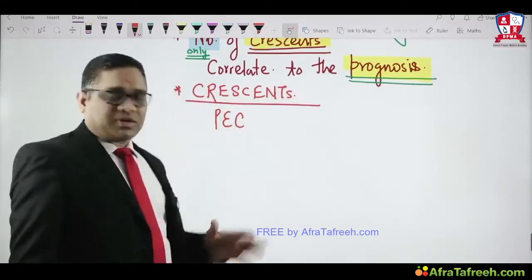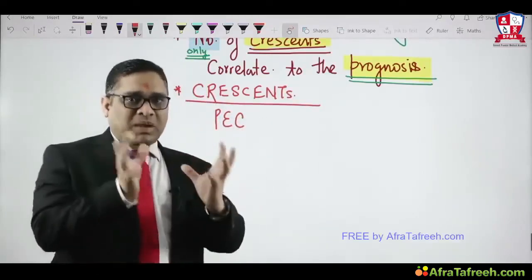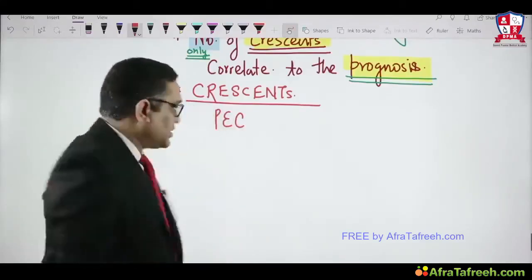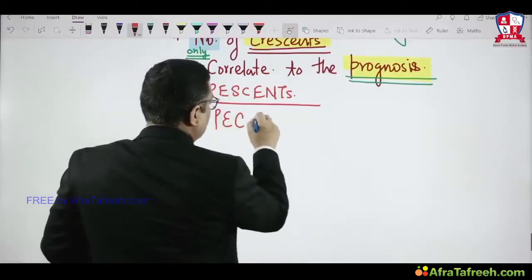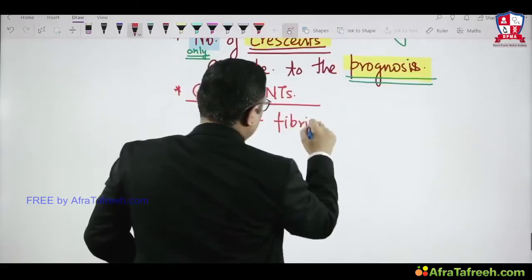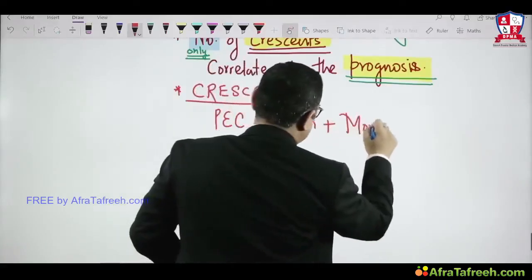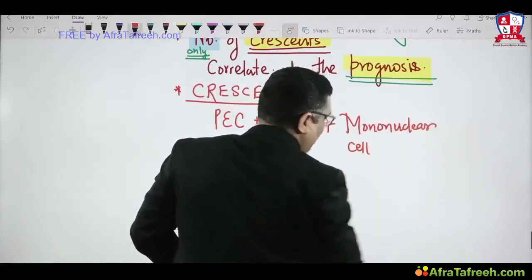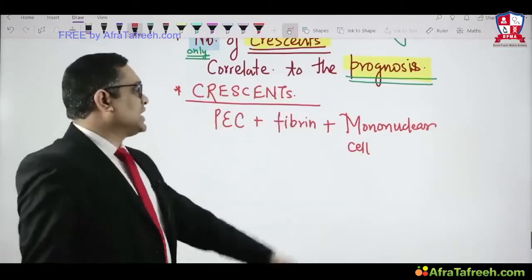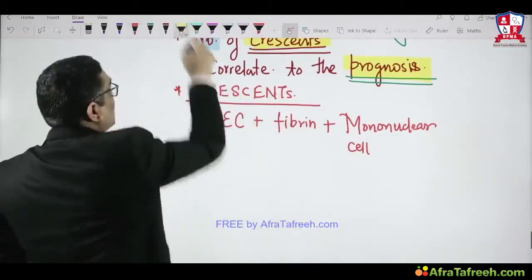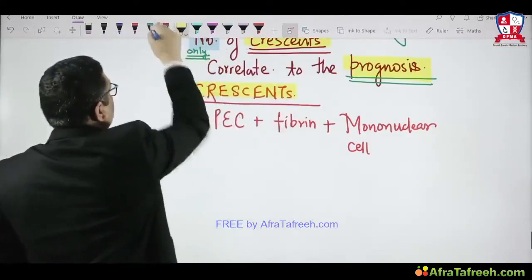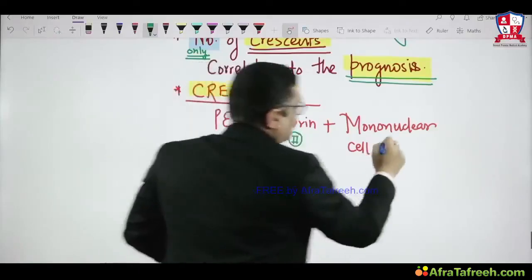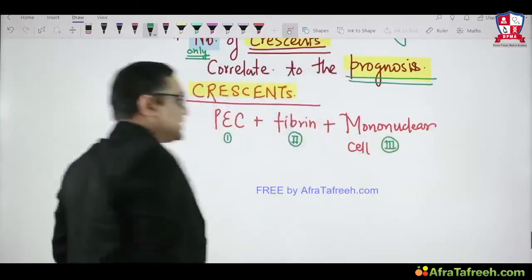Mind my language. First I will tell you what the crescents are, and then I will explain how the pathogenesis of crescent formation occurs. That is very important. Crescents are composed of parietal epithelial cells plus fibrin plus mononuclear cells, which are inflammatory cells. All these together form the crescents. So remember, crescents are made up of three things: parietal epithelial cells, fibrin, and mononuclear cells. That is another important question.